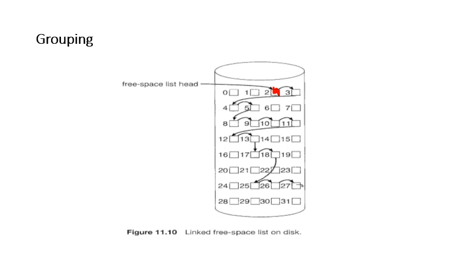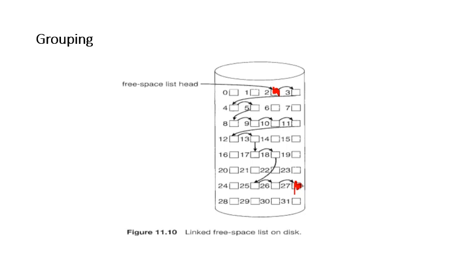So here the first block stores the address of, say, n blocks. Suppose this is the last block, and this last block contains the address of the next n free blocks.